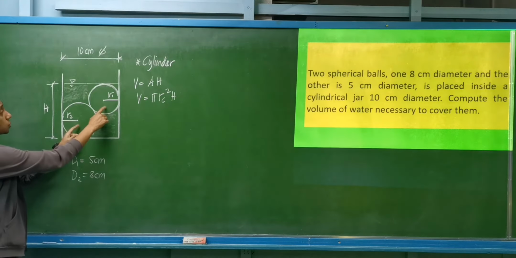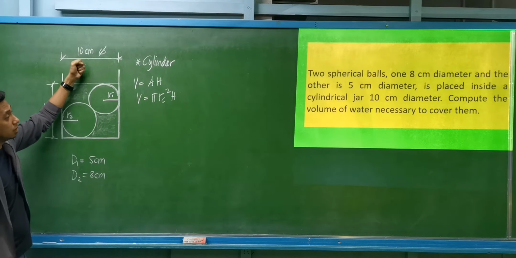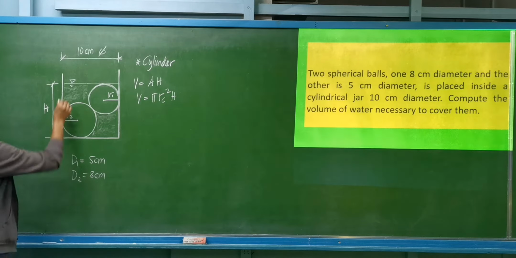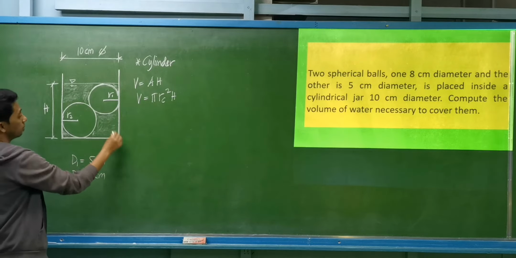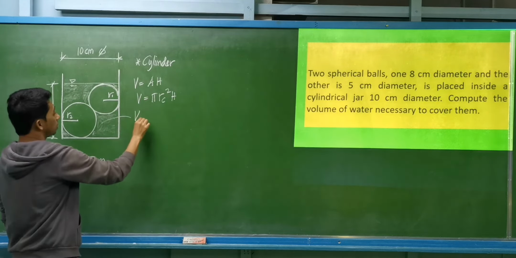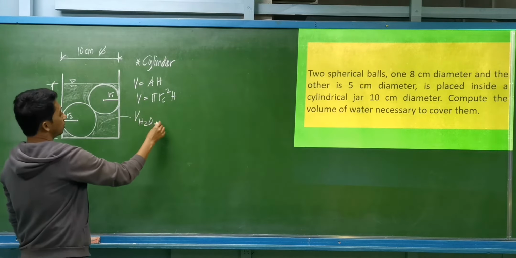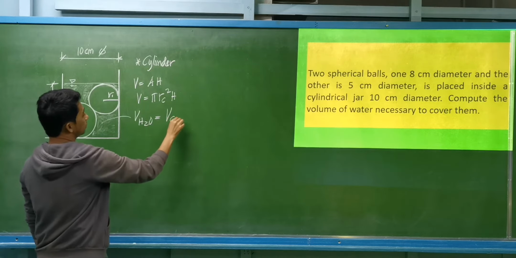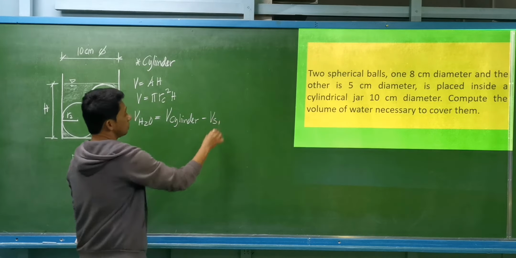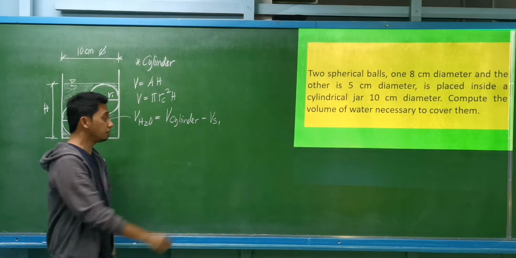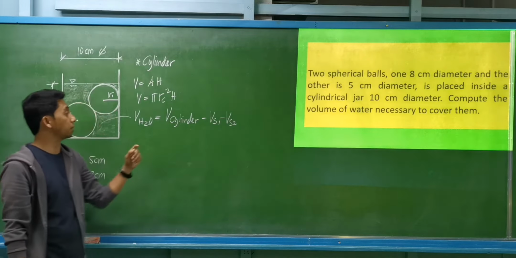So compute the volume of water necessary to cover them. We are placing two different spheres inside a jar with a 10 centimeter diameter. So we are looking for the volume of water necessary to cover both spheres. So the volume of water, how do we compute that? The volume of water is basically equal to the volume of the cylinder minus the volume of sphere number 1, V sub 1, minus V sub 2, the volume of sphere number 2.